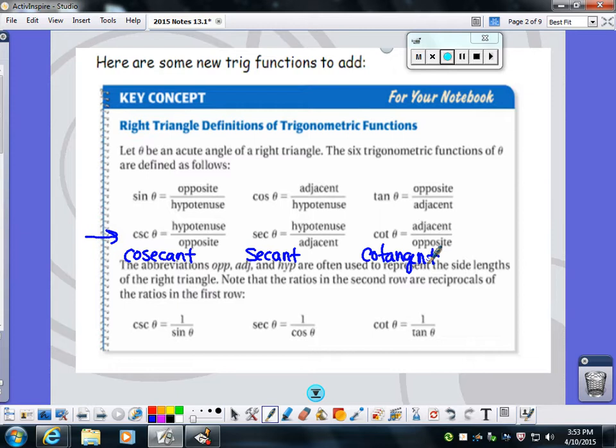The way I remember who goes together is the letters of the opposite. So it's S and C: sine and cosecant, cosine and secant, and of course tangent and cotangent are easy to remember. They're just reciprocals of each other. So we have 6 trig functions total. Here's the Algebra 2 part of it: adding those 3 new trig functions.